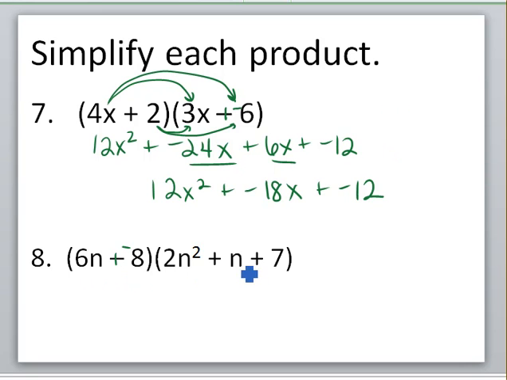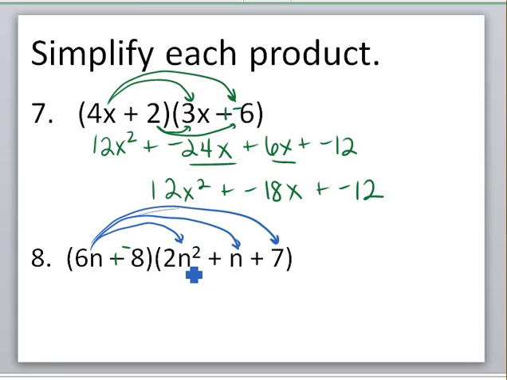Now looking down here, we cannot use the terminology of FOIL, so we have to think about what we were doing up top. We were really taking the first term and distributing it to each term of the second set of parentheses. It's just this time, instead of just distributing twice, we now have to distribute it 3 times because there's 3 terms in our second set of parentheses.